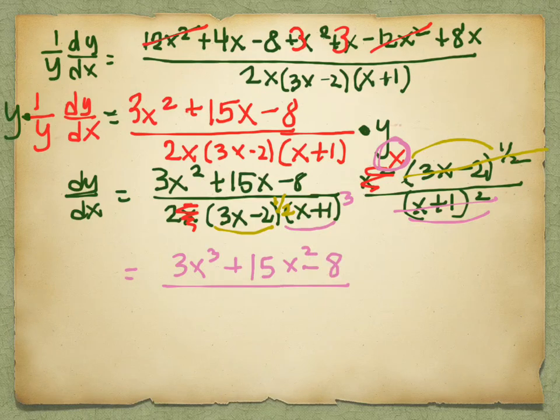And this is all over 2 times 3x minus 2 to the 1/2, which you do not need to rationalize. You can write it as a square root instead, if you'd prefer, but 1/2 is fine. And then also an x plus 1 cubed in the denominator.